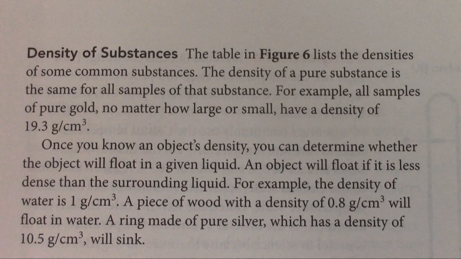An object will float if it is less dense than the surrounding liquid. For example, the density of water is 1 gram per cubic centimeter. A piece of wood with a density of 0.8 grams per cubic centimeter will float in water. A ring made of pure silver, which has a density of 10.5 grams per cubic centimeter, will sink.